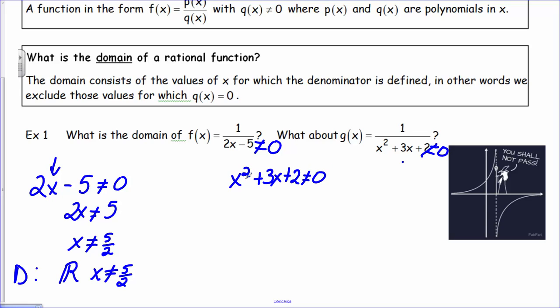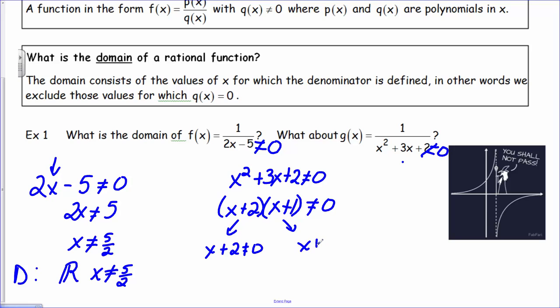Well, just looking at this, we notice that it is in fact a quadratic, and we can go ahead and factor it. There are other methods that we can use, but it seems like factoring is going to be the quickest and easiest one to do. So when we factor, we end up with x plus 2 times x plus 1 is not equal to 0. Using the zero product property, we can break these up and have each of them not equal to 0. So we have x plus 2 is not equal to 0, and x plus 1 is not equal to 0.